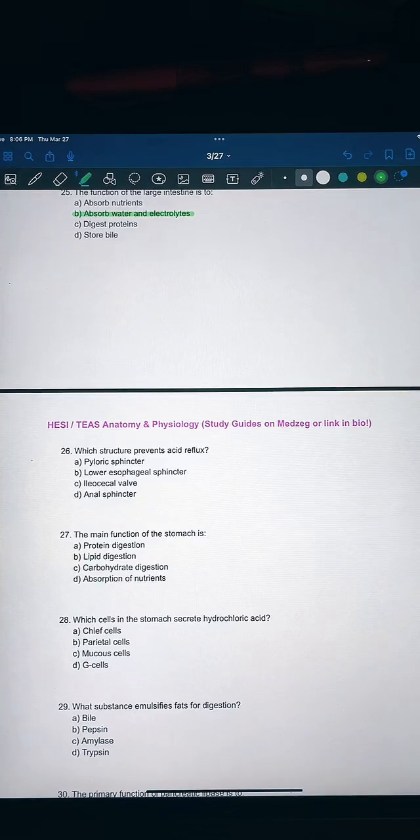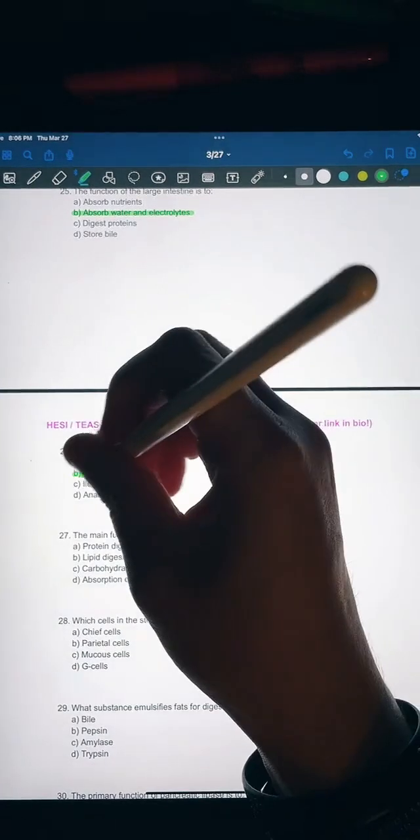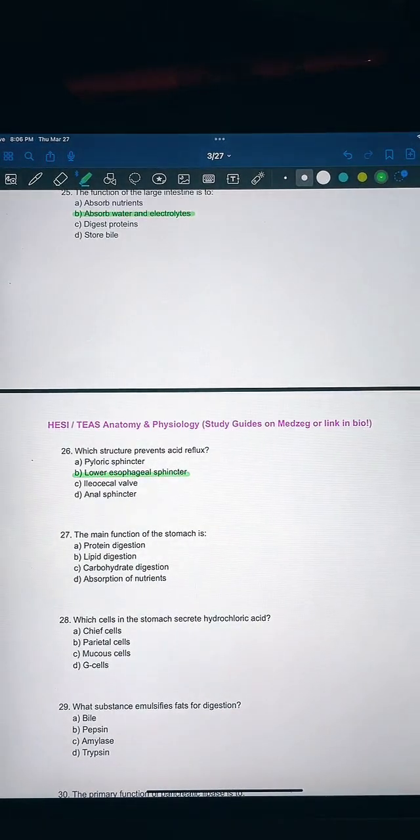Give you guys a couple seconds to answer. Awesome, guys. The answer choice here is B. It is the lower esophageal sphincter.